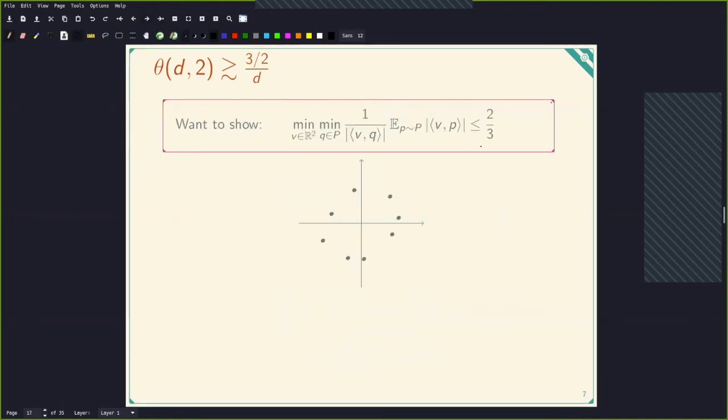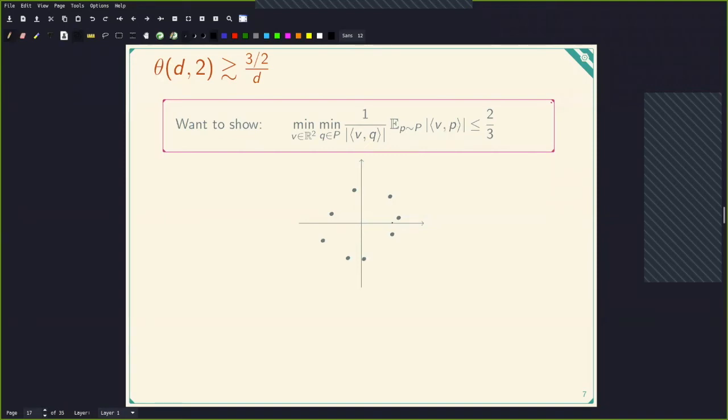So this is what we want to prove. We want to say that P is an arbitrary multi-point set in R2 that spans R2. And I want to show that I can find some point in the point set, some vector in R2, so that this weird thing is at most 2/3. So this is some sort of deviation from the mean. This is kind of a normalizing factor. And then I want to say that up to some normalizing factor, I can find a vector which is pretty close to orthogonal from every other point in my point set.